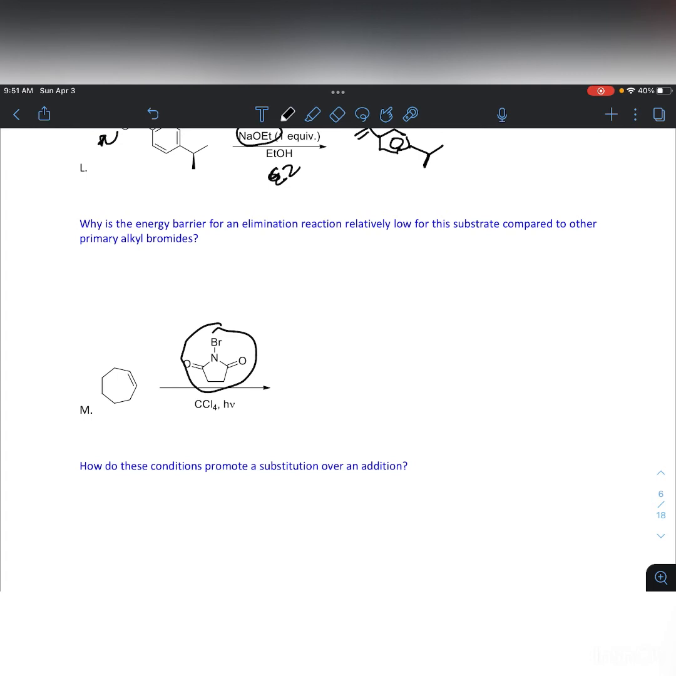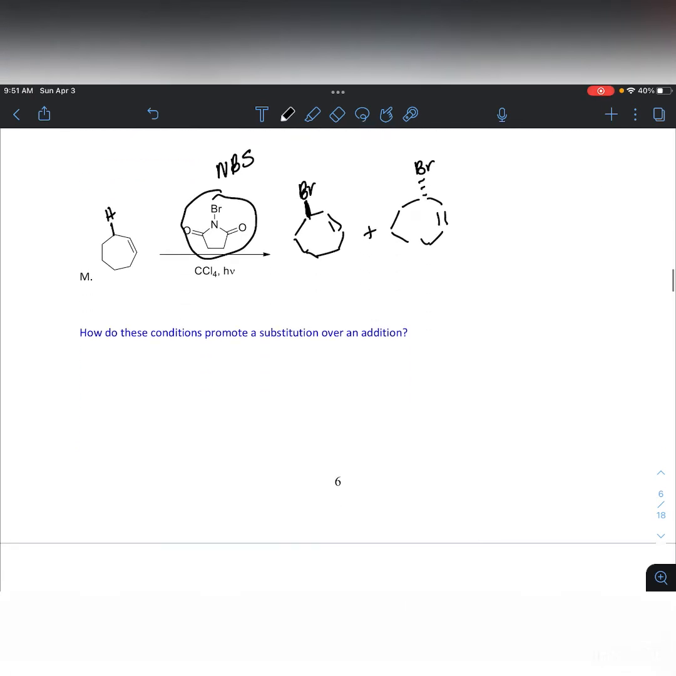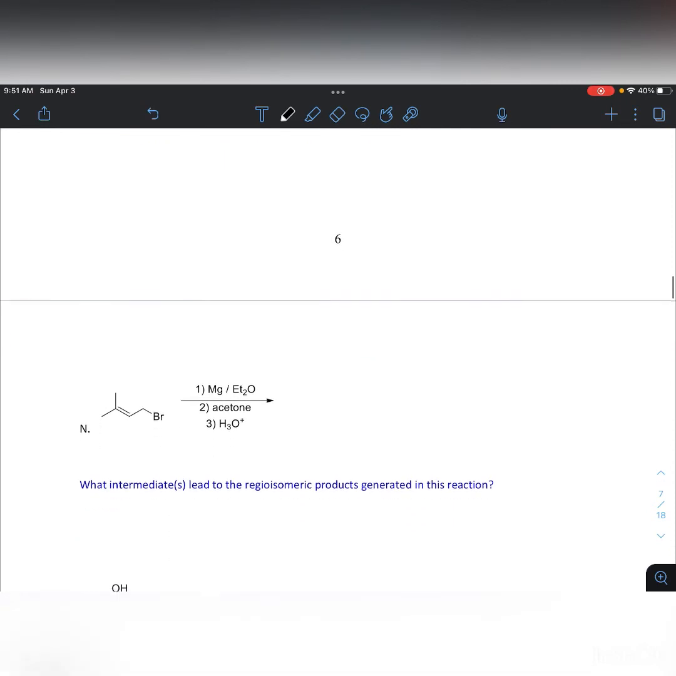So when you see this, it is NBS. This is most likely going to do allylic bromination. So this is a 7-member ring. I hate drawing 7-member rings. So you probably get these two mixtures. So let's go to N.